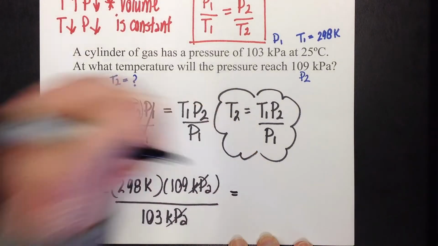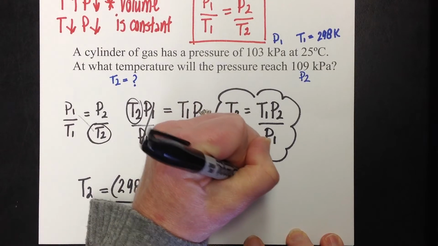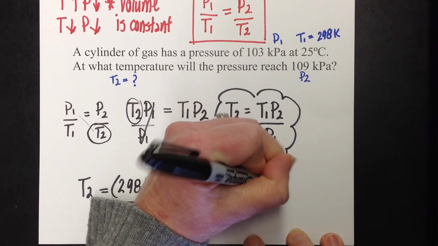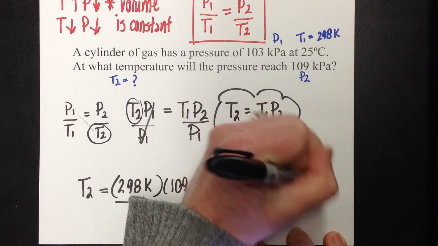So I'm going to multiply 298 by 109, make sure you hit equals, divided by 103. And when you punch all that in, you should get about 315.36 Kelvin.